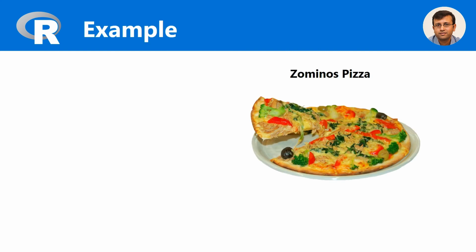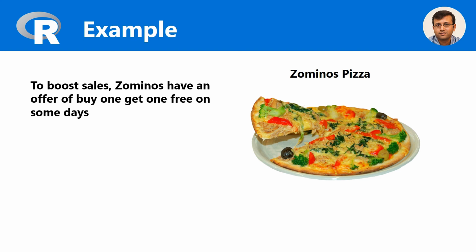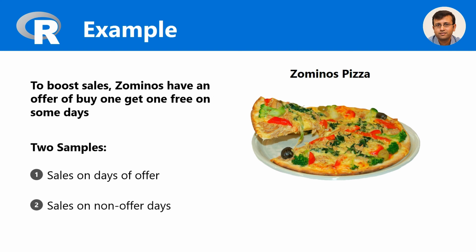Let us take an example to understand hypothesis testing. Let us consider that Domino's sells pizzas and they have the offer of buy one get one free on some days to boost the sales. We keep track of sales on all days. We will consider one sample of sales on the days which have the offer and another sample of sales on the days that don't have offers.